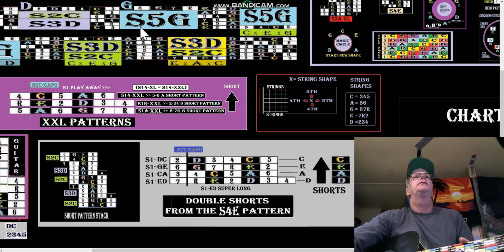We're just going to use the extra long pattern A into G. So we've got actually a double string shape right here. This is actually a double string shape. So here's another special case that makes it easy for us. But we're not going to go up that A short pattern. We're going to play right into that G short pattern.